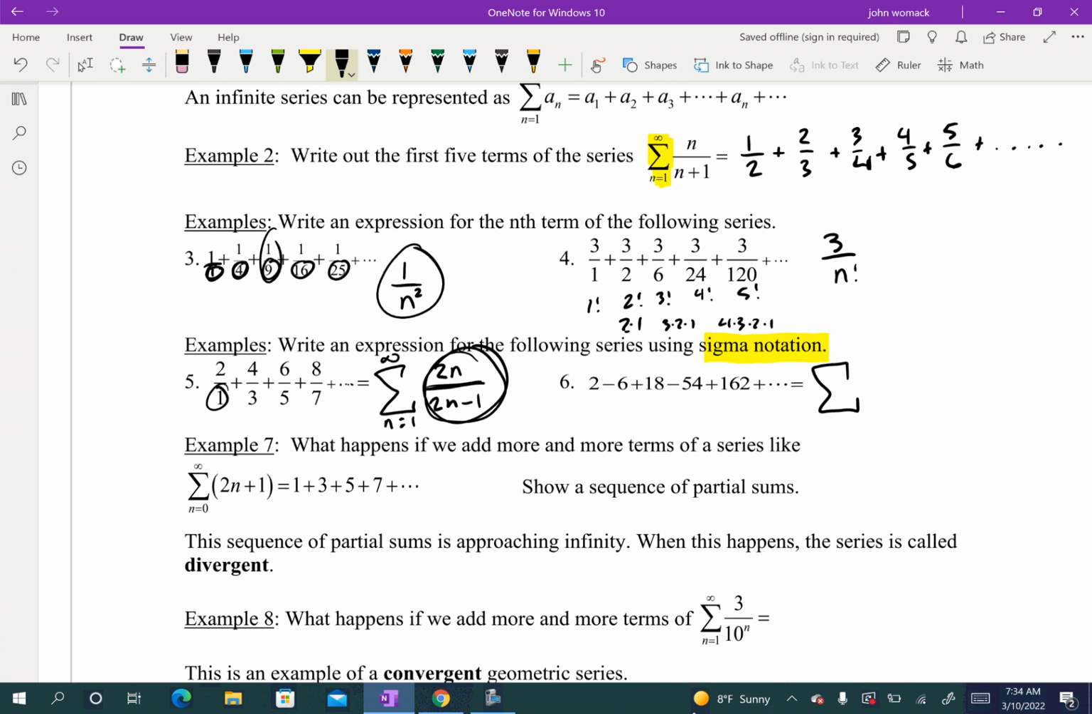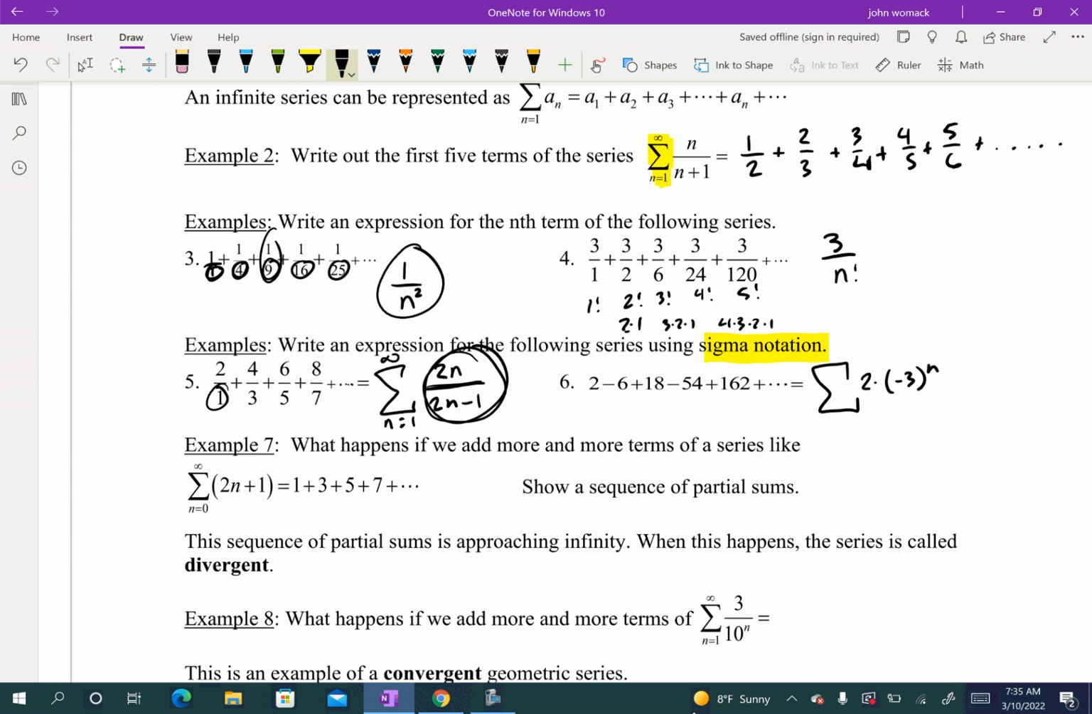2 times negative 3 is negative 6. Negative 6 times negative 3 is positive 18. 18 times negative 3 is negative 54. So I'm multiplying by negative 3 each time. And then I need to come up with that first term. Now this can be a little bit tricky. If I put a 0 up here, I'd get negative 3 to the 0 power, which is 1.